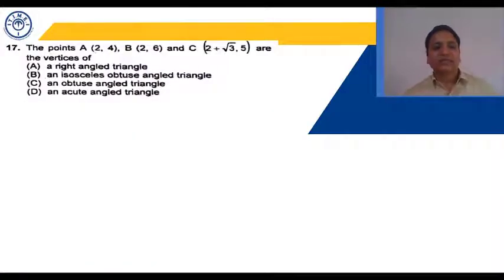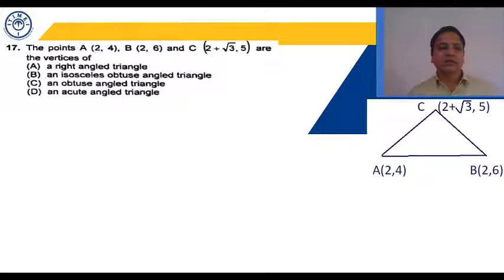Question number 17. It says the points A, B, C given are the vertices of a right angle triangle, isosceles triangle, an obtuse angle triangle, or an acute angle triangle. What do we do? We simply draw the triangle. Let A be 2, 4, B be 2, 6, and C be 2 plus root 3 comma 5. This is our triangle.